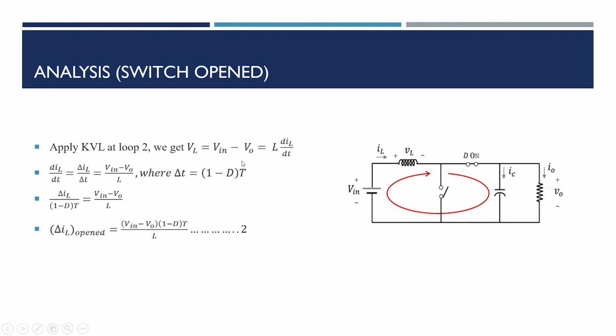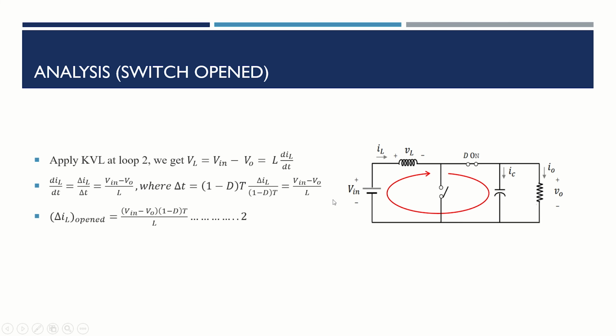And we factorize T and substitute delta T equals to this into this equation, and we get delta IL when the switch is open will be equal to bracket Vin minus Vout bracket times 1 minus D times T divided by L. So let's continue to the next part.